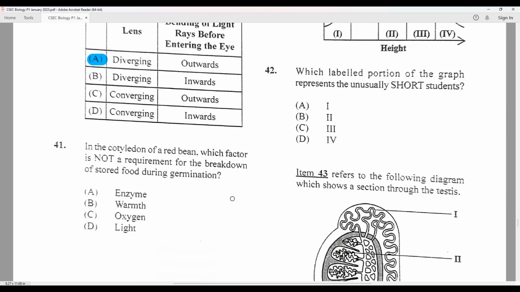41. In the cotyledon of a red bean, which factor is not a requirement for the breakdown of stored food during germination? We have enzymes, warmth, oxygen, light, and we could rule out one by one. Enzymes, yes, you do require enzymes. They break down the food stored in the cotyledons. Warmth, oxygen, light. When you plant a seed, there's no light underground. So when you plant a seed, it doesn't get light.